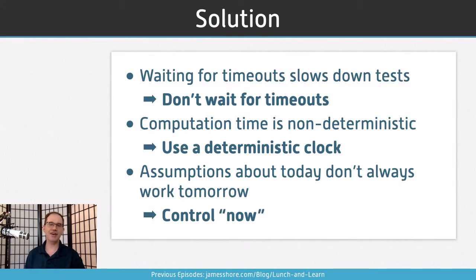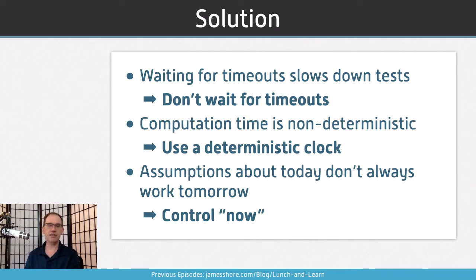Okay, the solution here is basically to control the clock. Waiting for timeouts is slow, so we're not going to wait for timeouts. We're going to force the timeout to happen when we want it to. Computation time is non-deterministic. Fine. We will have a clock that is not based on the system clock that is deterministic. Things happen exactly when we say. Assumptions about today don't always work tomorrow. Well, we're going to control what now is so that it never changes and it is exactly what we think it is. We want a blue moon? We will program in a blue moon.